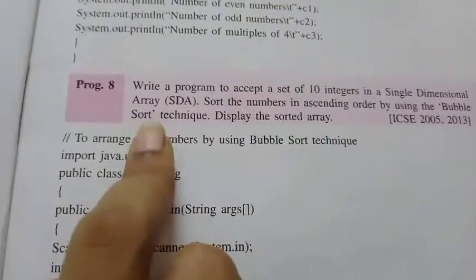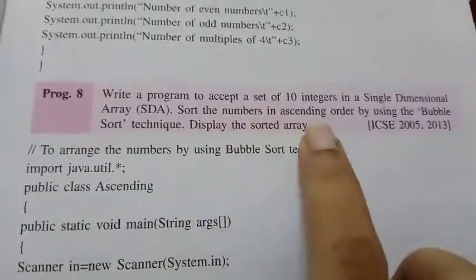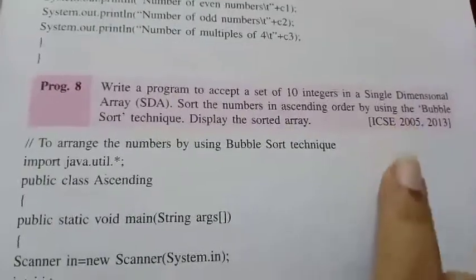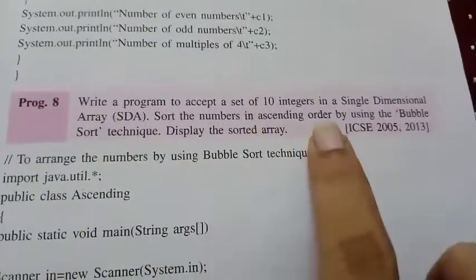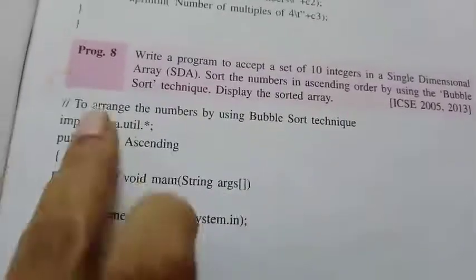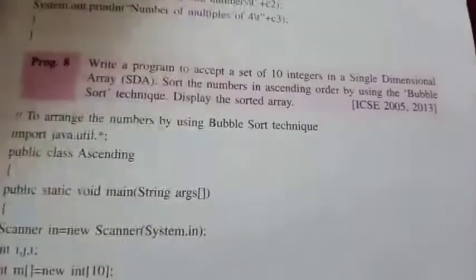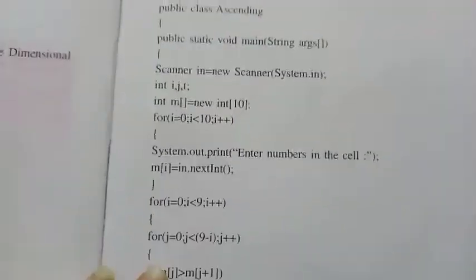And this is your 8th sample program. Write a program to accept a set of 10 integers in a single dimensional array. Sort the numbers in ascending order by using the bubble sort technique. Okay, bubble sort technique. I hope you know the concept. We are going to keep on swapping again and again.